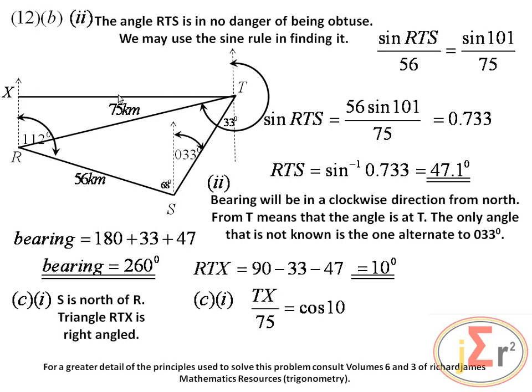Therefore, adjacent and hypotenuse, we are going to be using the cosine trig ratio. So, adjacent, which is Tx that we do not know, over hypotenuse, which is 75, is equal to cosine of 10. And by transposition, Tx is equal to 75 cos 10. That turns out to be 73.5 kilometers.